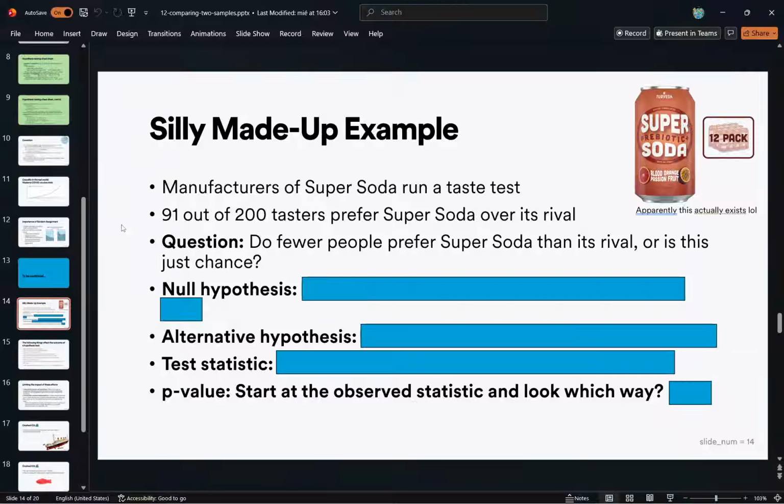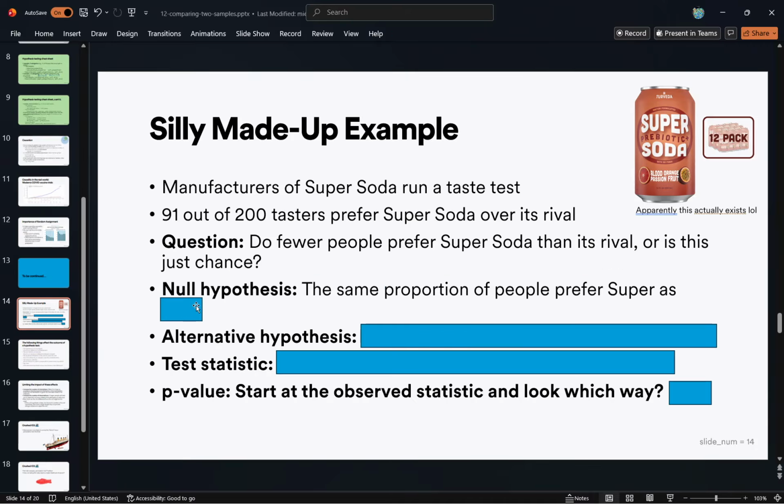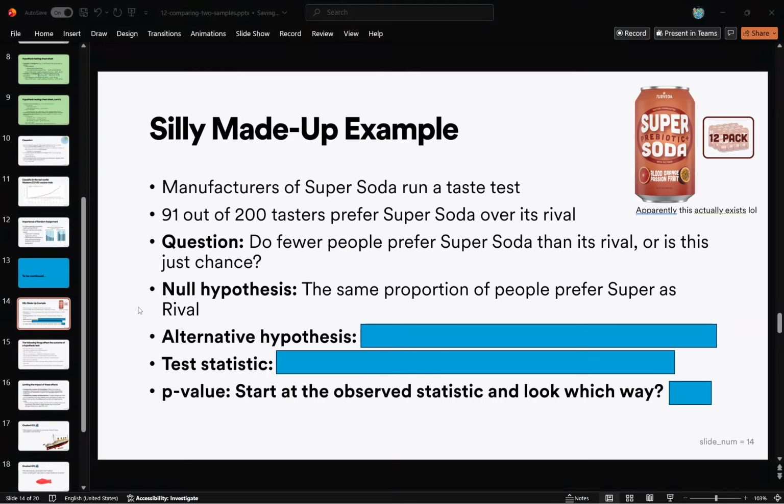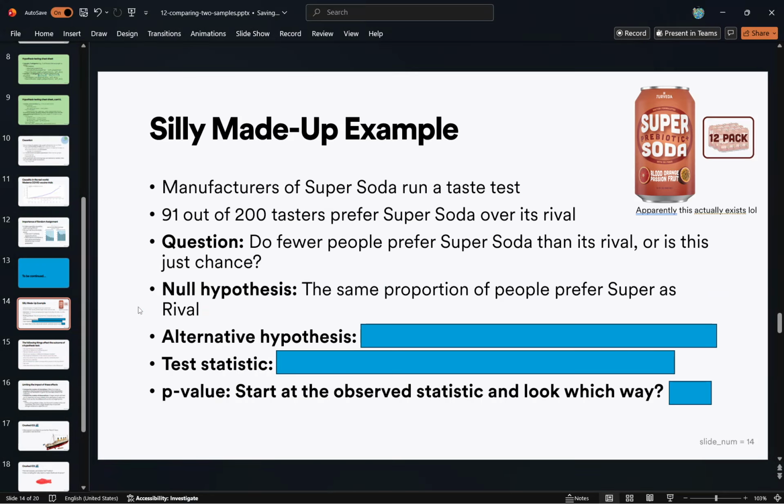Remember that null kind of means nothing. So there is no difference. That's going to be your null hypothesis. There was no difference in the people who preferred Super Soda versus the rival, no difference in the people who would want one versus another. So it was the same proportion of people. That could be our null hypothesis. Does that kind of make sense? Questions about that? The same proportion of people prefer the Super Soda versus the rival soda, Coca-Cola or whatever.